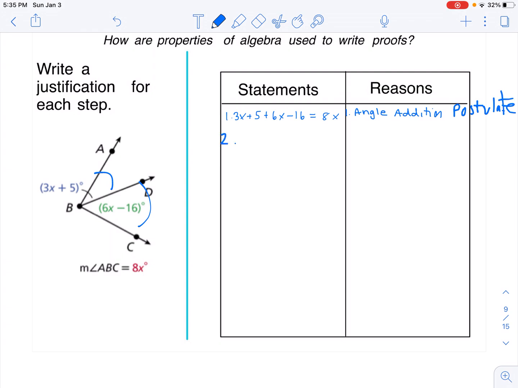Step 2, I'm going to combine like terms. 9x minus 11 equals 8x. And because I didn't do anything to the right-hand side of the equal sign, it's not a property of equality. So this is just simplifying the expression. You could write combine like terms. That wouldn't be wrong.